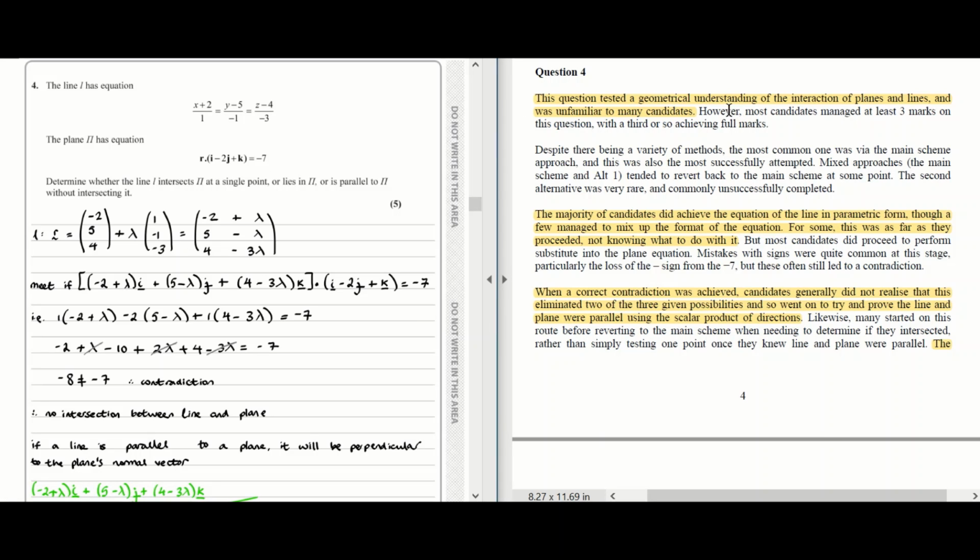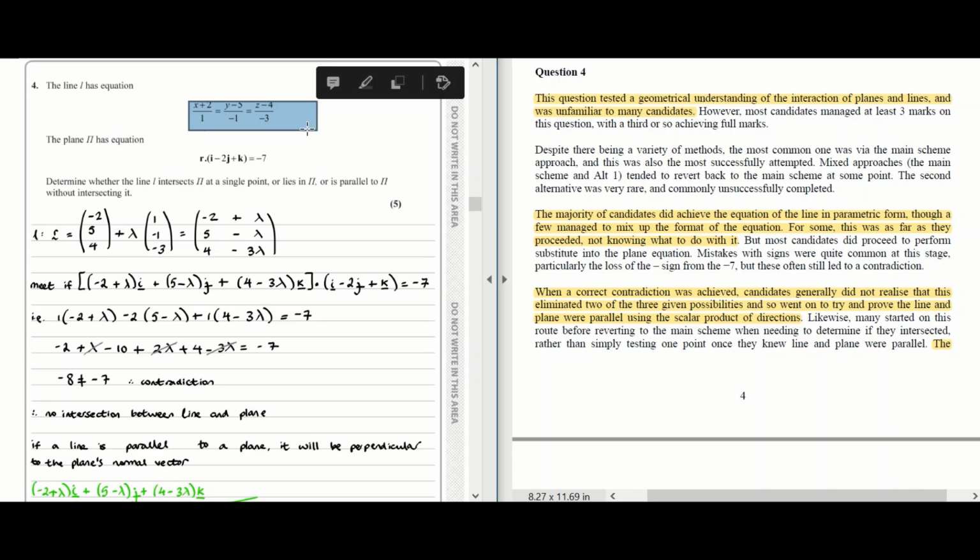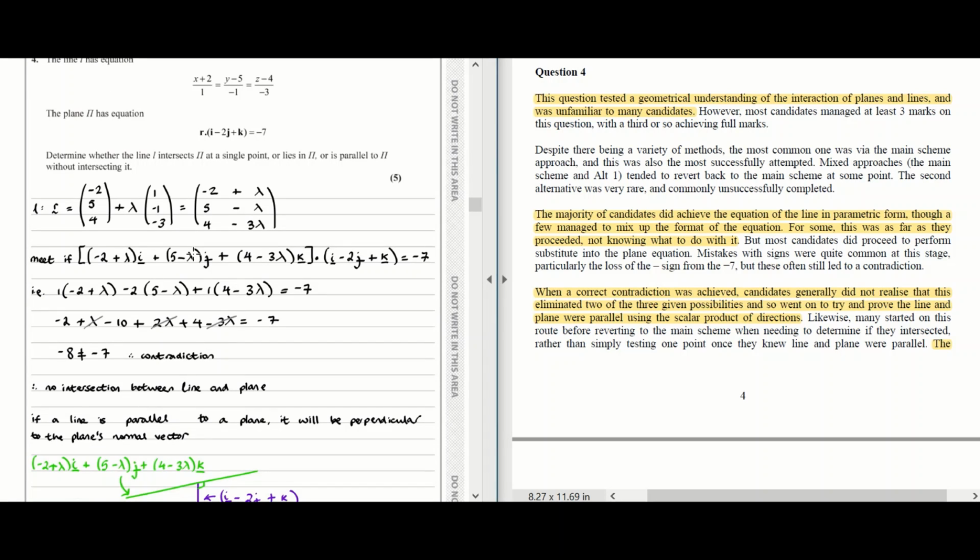Question 4 was regarding vectors. This question tested geometrical understanding of the intersection of planes and lines. It was quite unfamiliar to a lot of candidates. A lot of people did put the equation into this form over here from this form, which is quite good, but they didn't know what to do with it. But then we talked about what to do. We basically substitute and set the dot product equal to minus 7. Some people forgot to include that minus, but even so, you still got a contradiction.